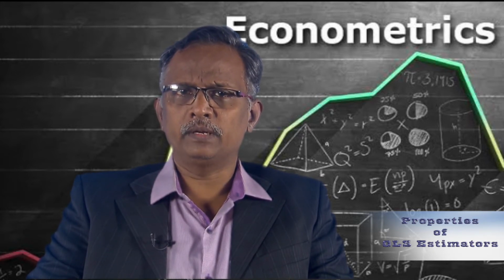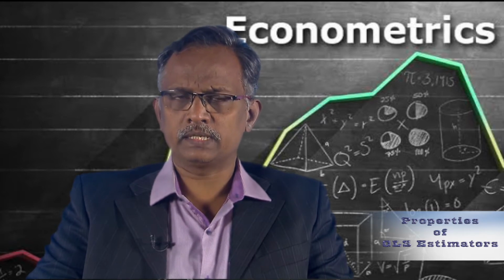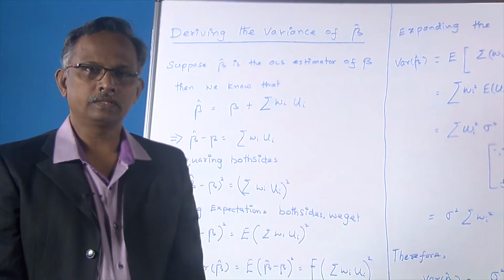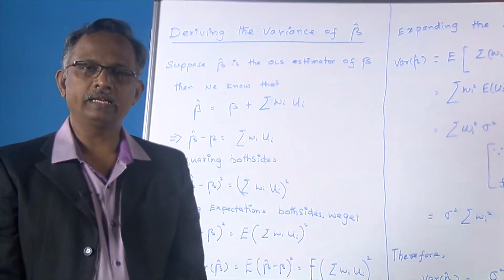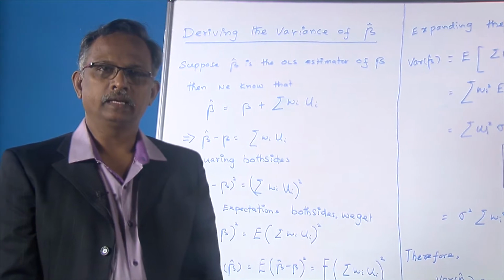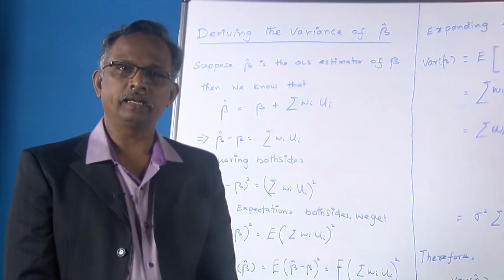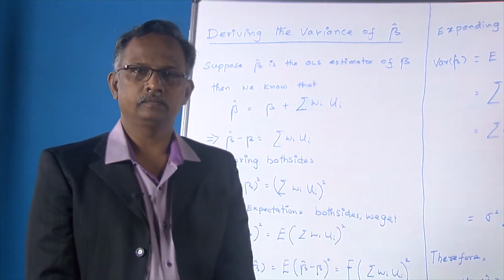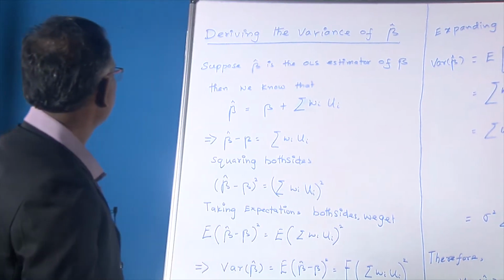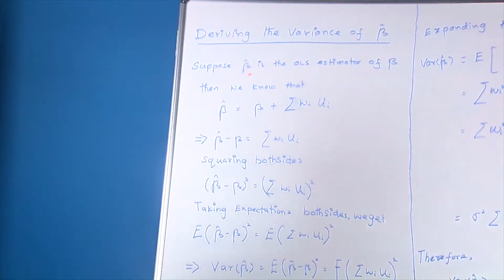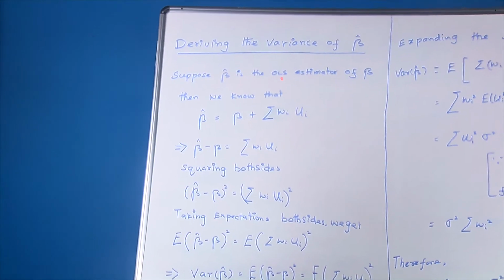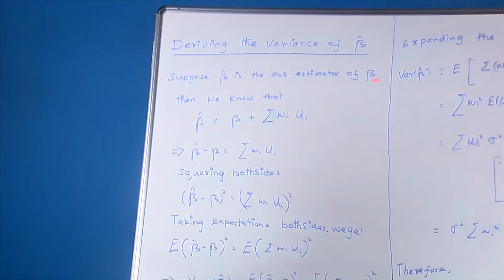In today's class, we are going to see the variance of the OLS estimators, namely alpha hat and beta hat. First, let us derive the variance of beta hat, then we will derive the variance of alpha hat. Let us see that. Suppose beta hat is the OLS estimator of beta.